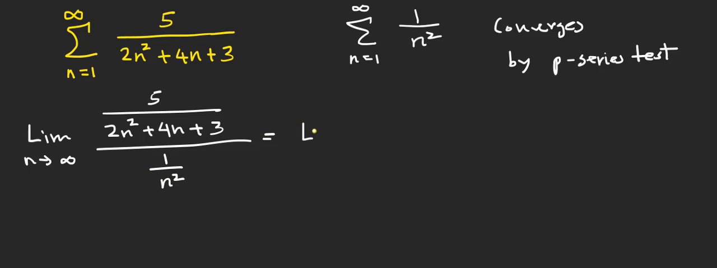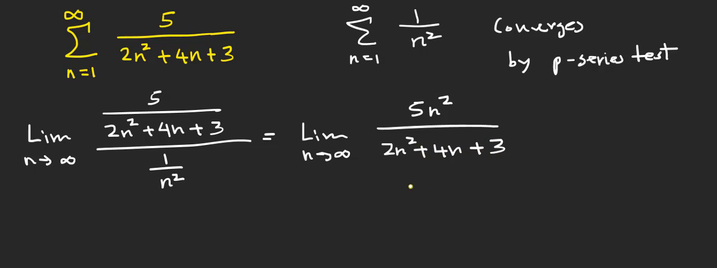So you get the limit as n goes to infinity of 5n squared over 2n squared plus 4n plus 3. So what happens as n goes to infinity? Well, you could apply L'Hopital's rule or just compare the degree and the coefficient. They have the same degree and the coefficients are 5 and 2. So you end up getting 5 over 2. Or you could apply L'Hopital's rule. You get the same result. Now 5 over 2 is finite and it's positive.